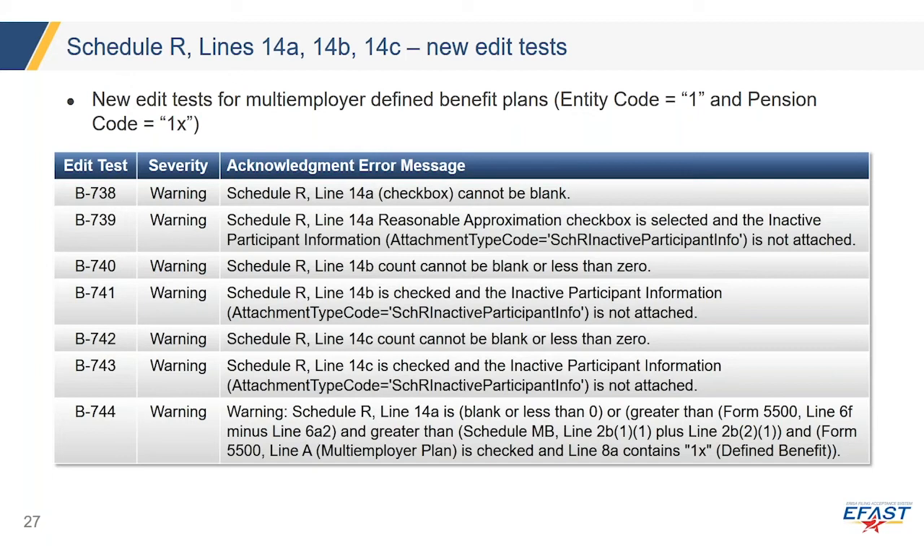B739, 741, and 743 all check for the attachment if the corresponding lines 14A, B, or C are checked. We have a couple of edit tests, number B740 and B742, that check for counts less than 0 or blank. And B744 is similar, checks for line A that's blank or less than 0 or greater than certain calculations from the 5500 and the Schedule MB when a multi-employer plan is checked and a defined benefit code is present.